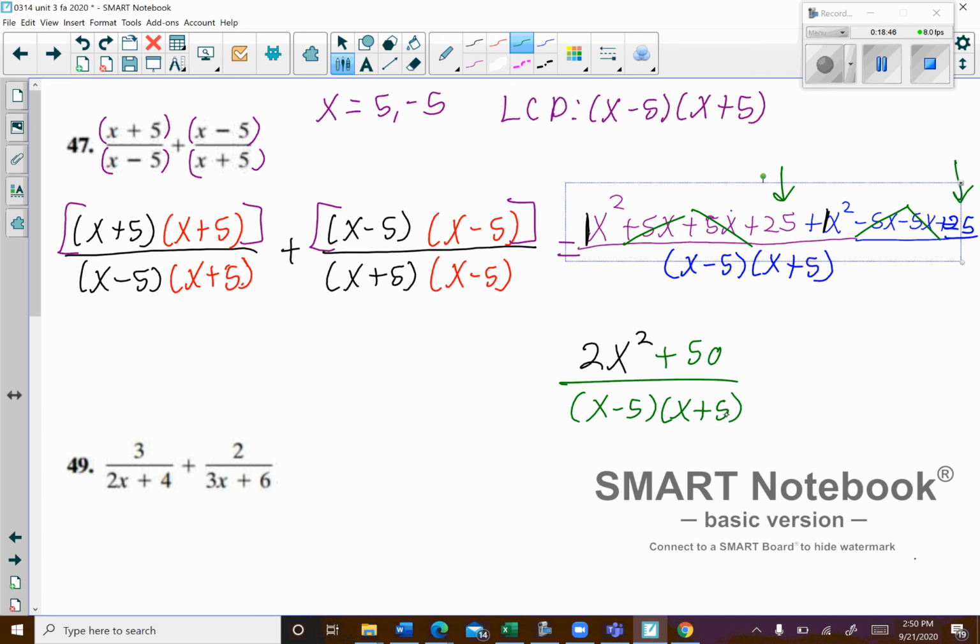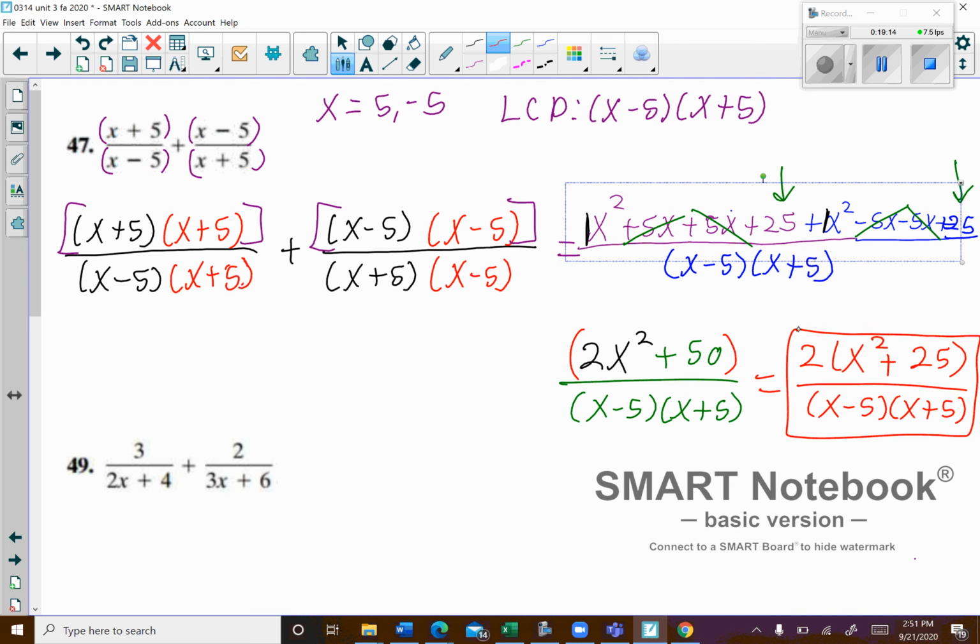Now, if you leave it like this, that would be correct. It's fine. But the top is factorable, and it won't actually make a difference, but it's worth investigating. So you factor out a 2, and I'm left with x squared plus 25, all over x minus 5, x plus 5, and there we are. That's my answer. Actually, either one would work because once I factored, nothing canceled out. But it's always good to take that extra step in case something does cancel out.